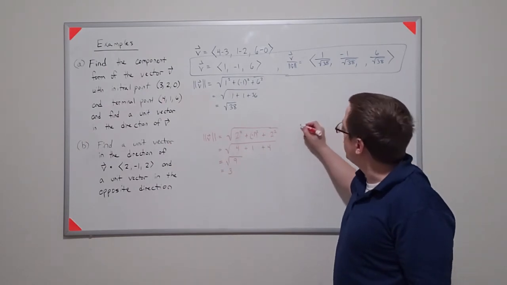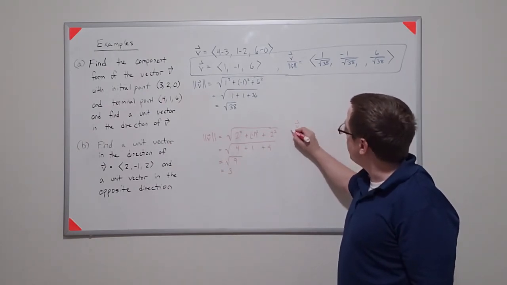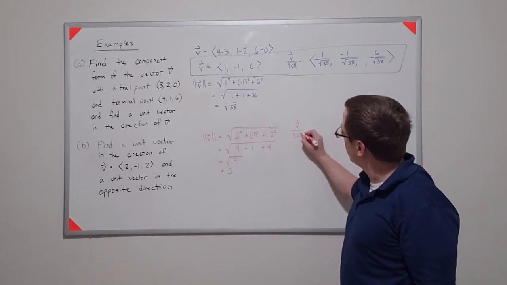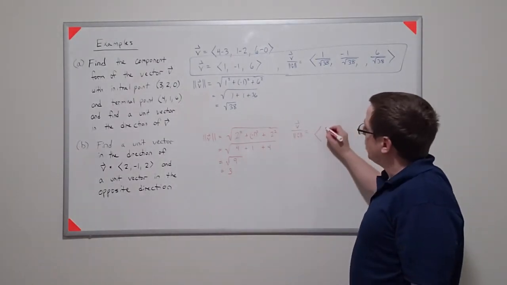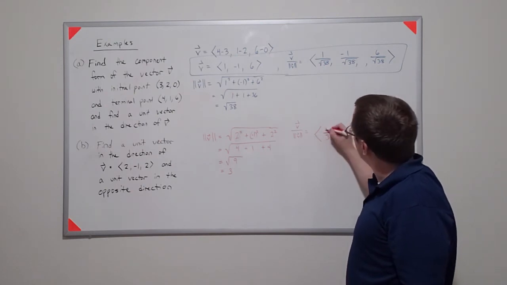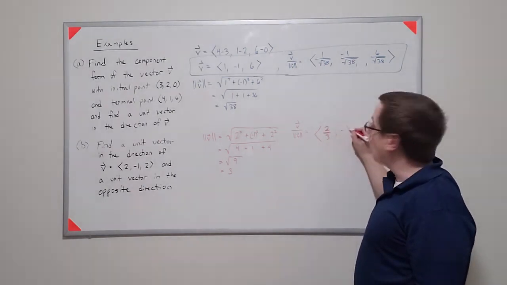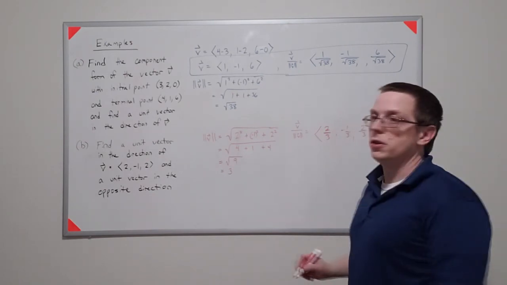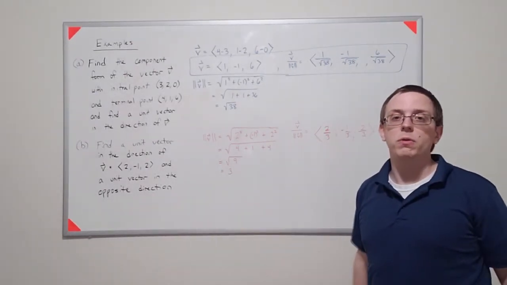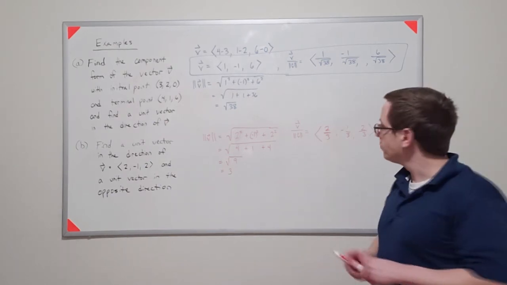So that tells me that the unit vector is 2/3, -1/3, and 2/3. So that's our unit vector in that direction.